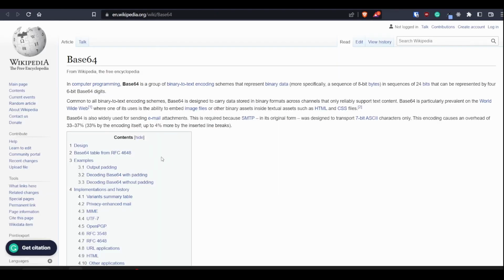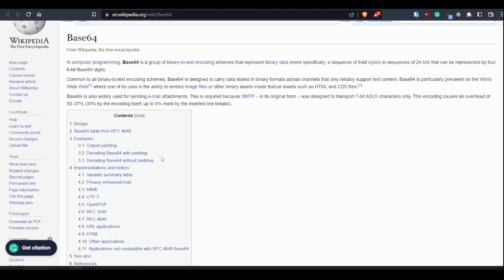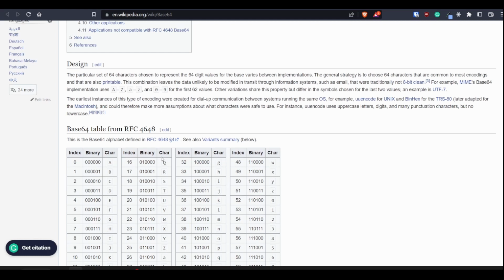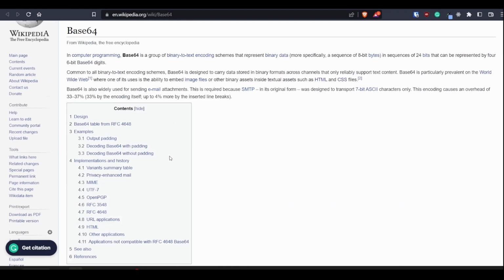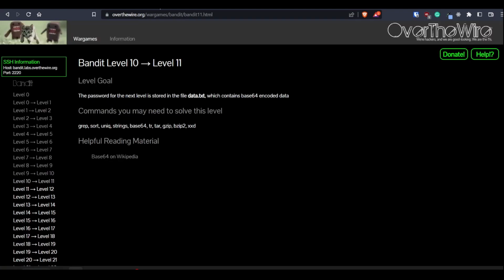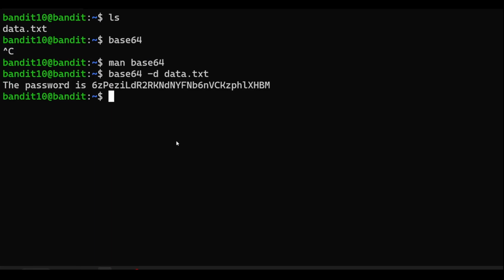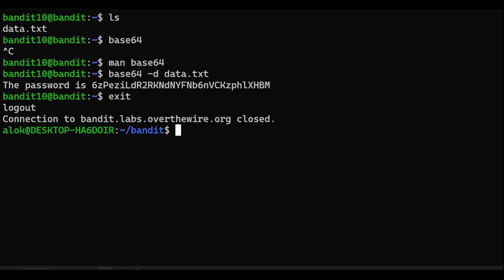Let's see what it is. Base 64 is a group of binary-to-text encoding schemes that represent binary data. The general strategy is to choose 64 characters that are common to most encodings and that are also printable. Okay, it doesn't matter, it's just some kind of encoding that I already decoded. Okay, that is the password, no? So that was easy. Now let's go on to the next level again.